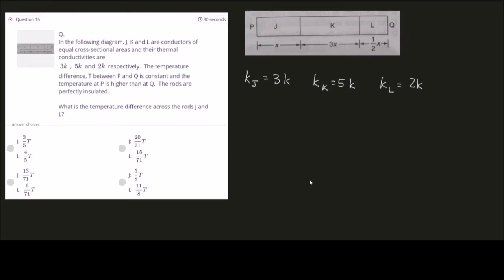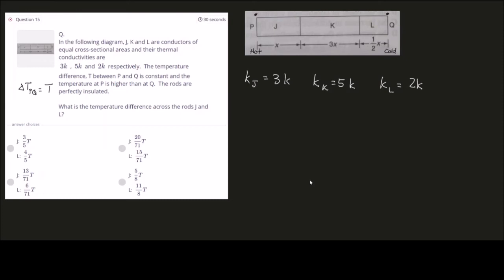Okay, the temperature difference T between P and Q is constant, but it shouldn't be T. It should just be delta T, then it matches better with our understanding. But now they are saying that the delta T from the NP to NQ is equal to T. This is what they are saying. So the temperature here, you compare with the temperature here, the difference is big T here. Okay, and they say that the temperature at P is higher than Q. So this one should be the hot, and this one should be the cold.